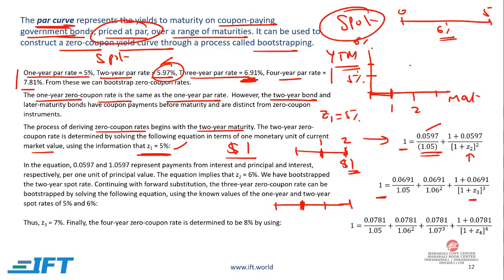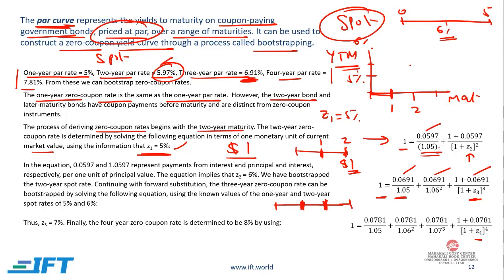So 6.91% of 1 is this number. This will be discounted at the 1-year spot rate. Then the cash flow over here will be discounted at the 2-year spot rate. And then the third cash flow will be discounted at the 3-year spot rate. The only unknown is Z3, and then that is calculated. And then the same procedure is used to calculate Z4. This overall process is called bootstrapping.